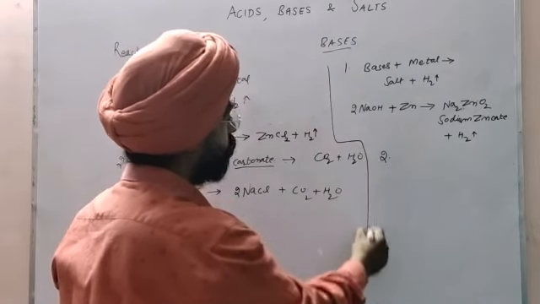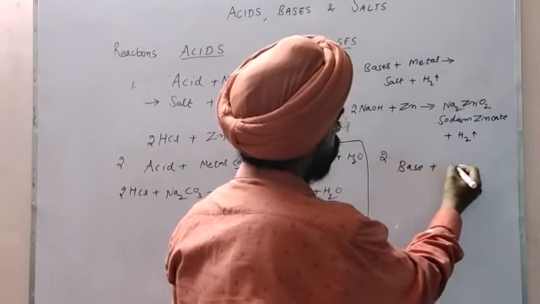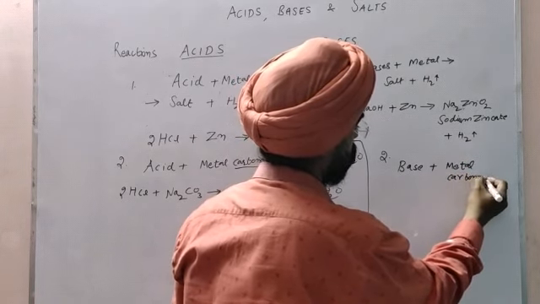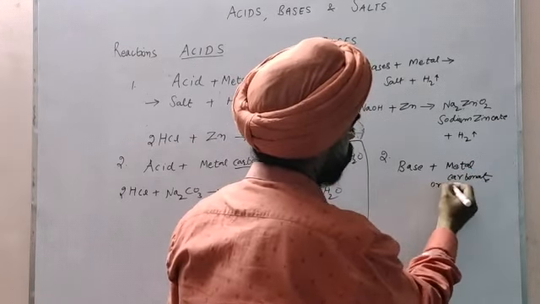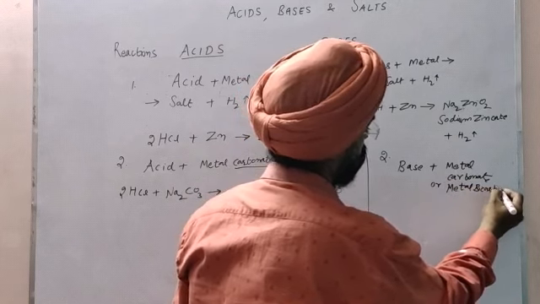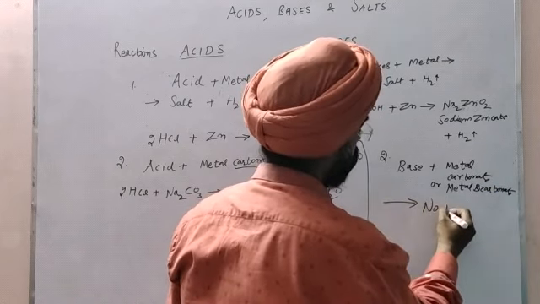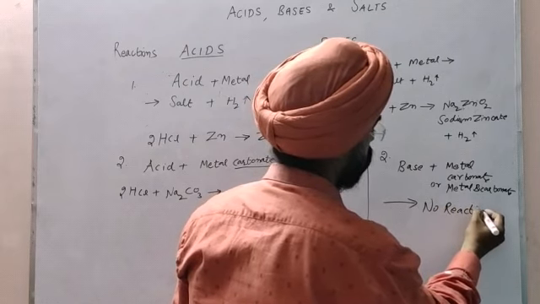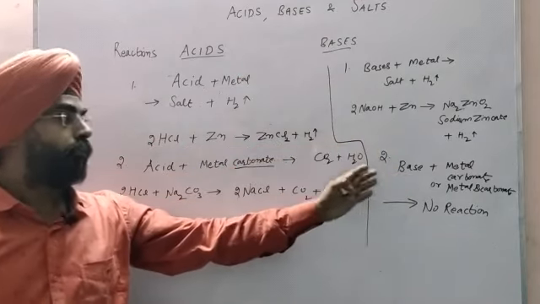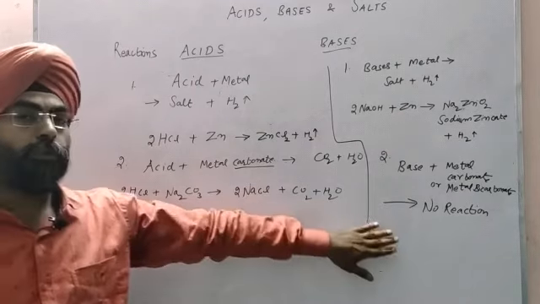And in this, the reaction of bases: whenever any base reacts with metal carbonate or metal bicarbonate, we can say that no reaction takes place. Usually there is no reaction because the bases cannot react with metal carbonate or metal bicarbonate. There will be no reaction.